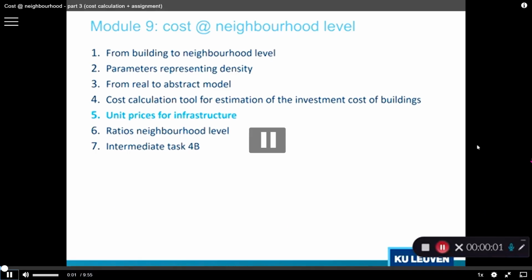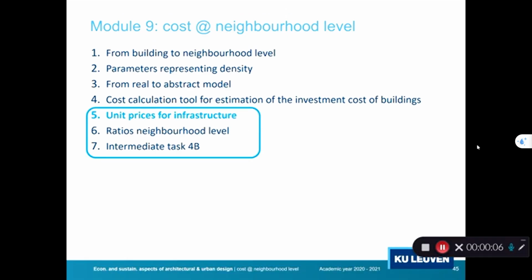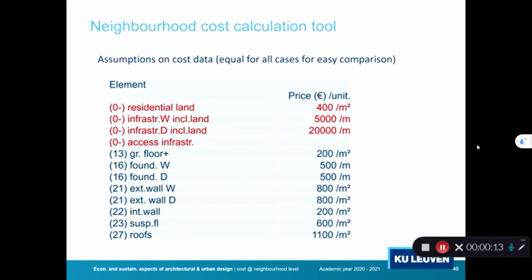In this final video of Module 9, we go into the three last points of this presentation: the unit prices for infrastructure, the ratios, and the intermediate task. So first of all, we have calculated in the previous part on the building cost.